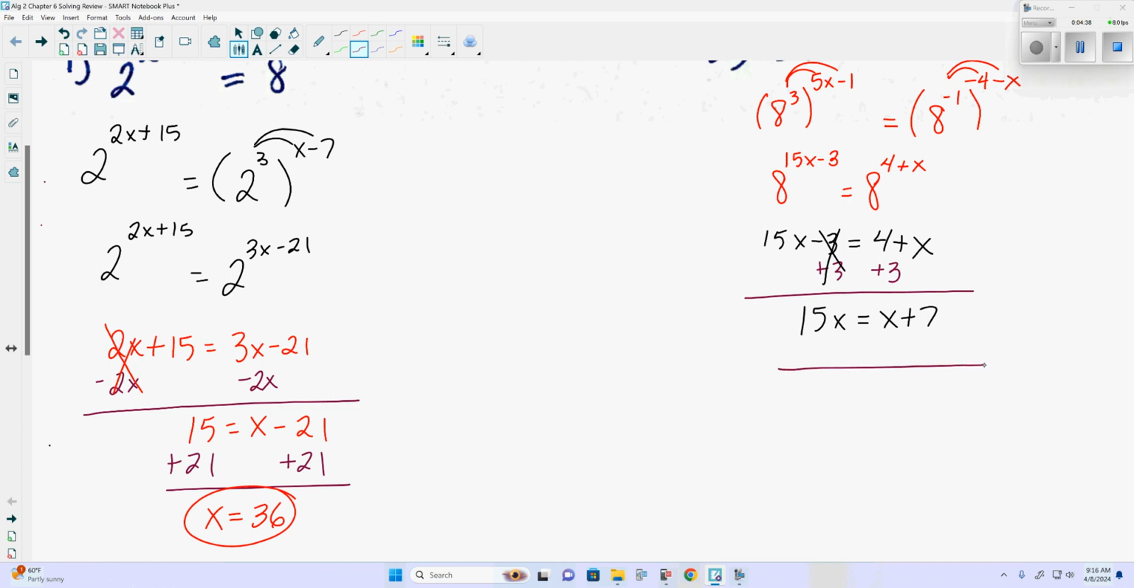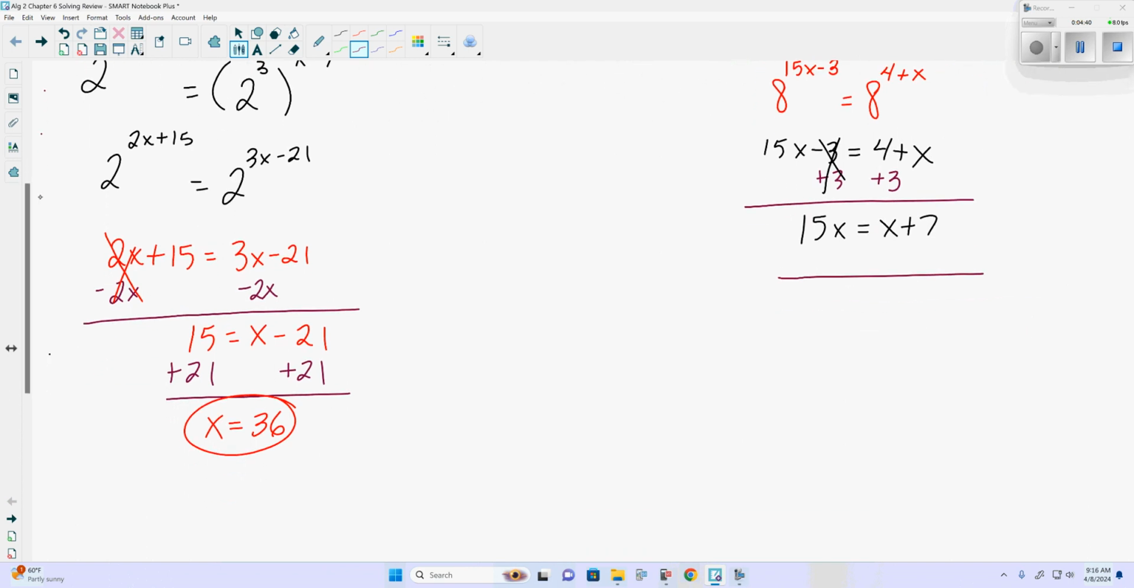Now we need to get the x's on the same side. So we would subtract x from both sides, telling us 14x is equal to 7. So divide both sides by 14, telling us x is equal to 1/2. And I still classify a fraction as a nice number. Fraction is a nice number.